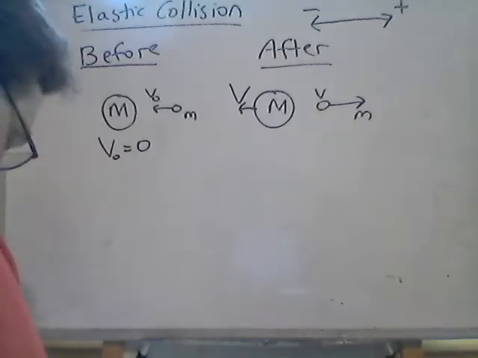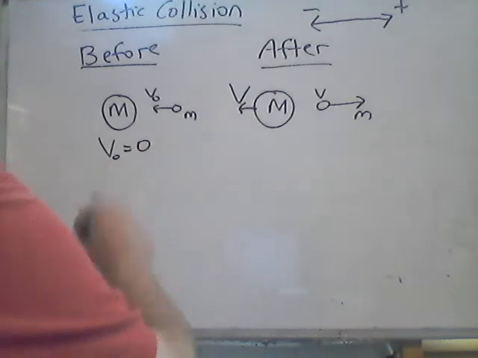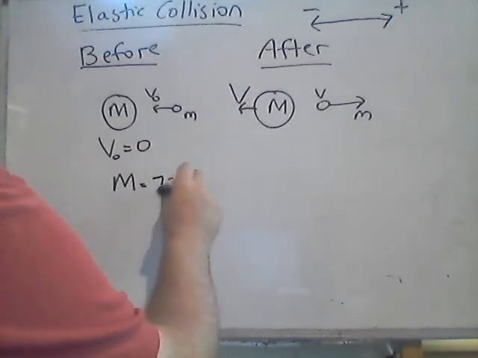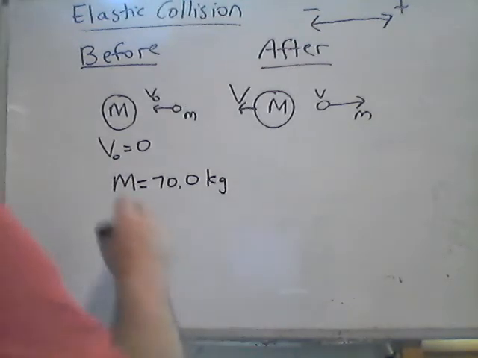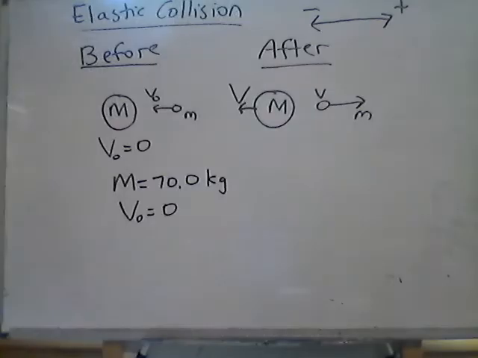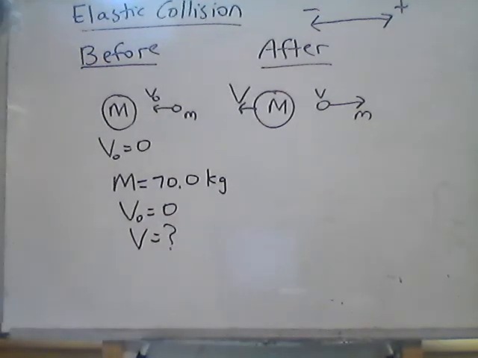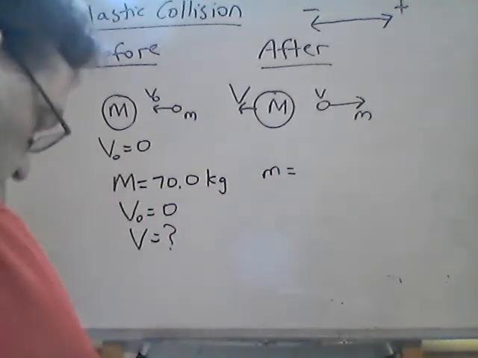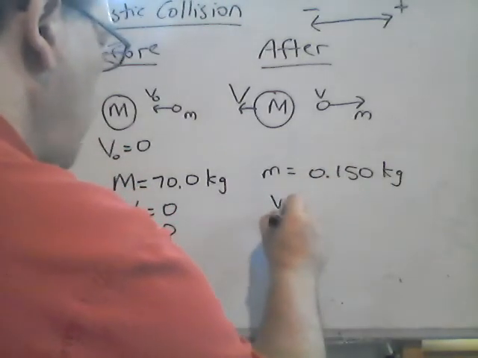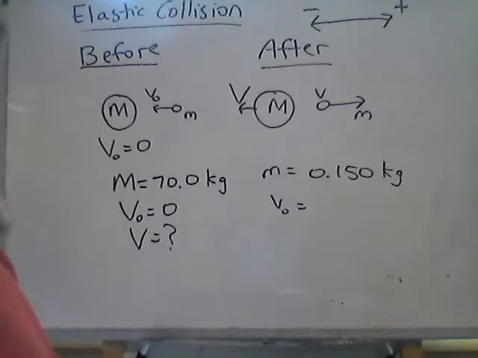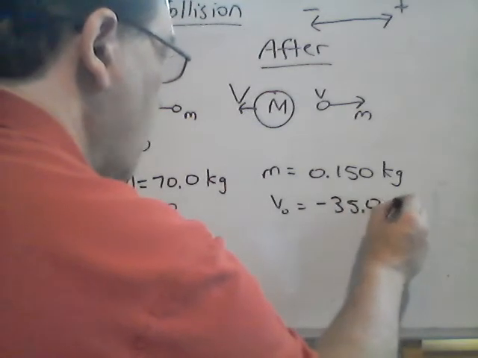So what do I get from my translation here, of the English to mathematics? Well, my capital M, we're told, is 70.0 kilograms. That is the mass of the goalie. Initial capital V naught, the goalie is initially at rest: zero. Capital V, we don't know what the final velocity of the goalie is. That's what we're being told to find. How about the puck? Little m for the puck, small mass, 0.150 kilograms. We're told that as well. The initial velocity of the puck is coming toward the goalie. In my orientation, I'm calling that negative. So I'll say that's negative 35.0 meters per second.